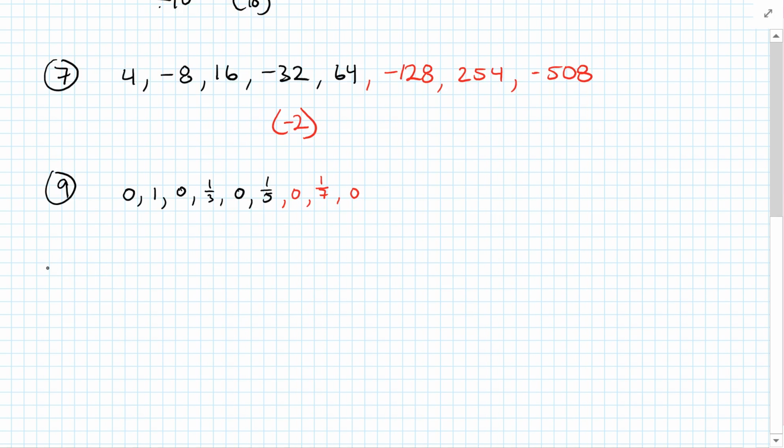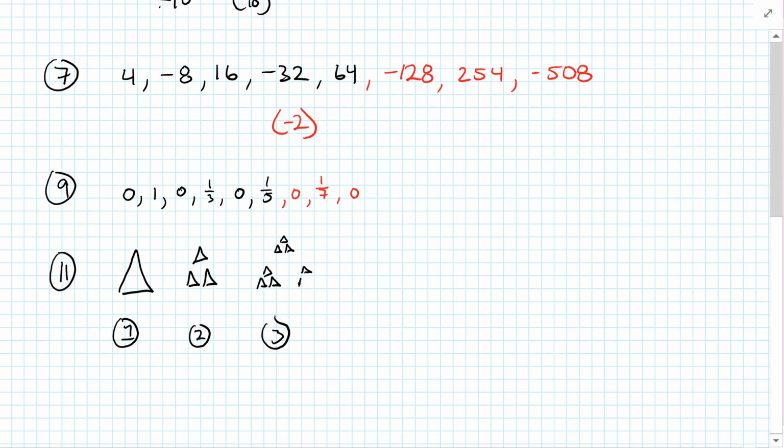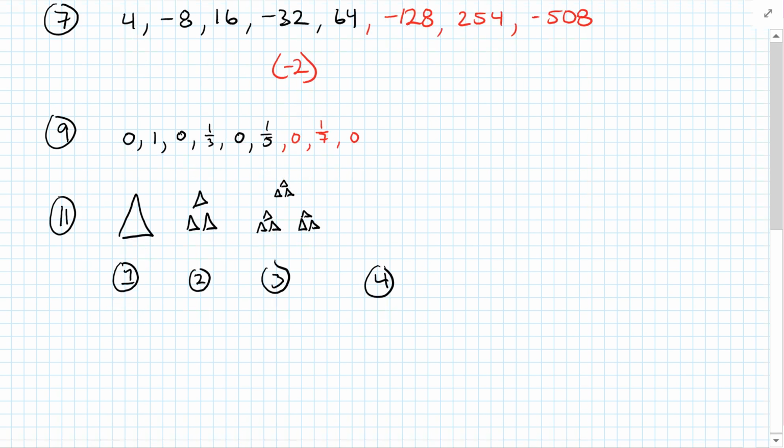Number 11. A triangle is replaced with 3 triangles. So it says do the first 4 figures. So that'd be figure 1. That'd be figure 2. Figure 3 would look like this. There'd be 3 small triangles to replace that one, 3 small triangles replace that one, and 3 small triangles replace that one. And the fourth one, it's going to get a little crazy. So I got 3 small triangles replace the first one, and 3 small triangles replace the second one.